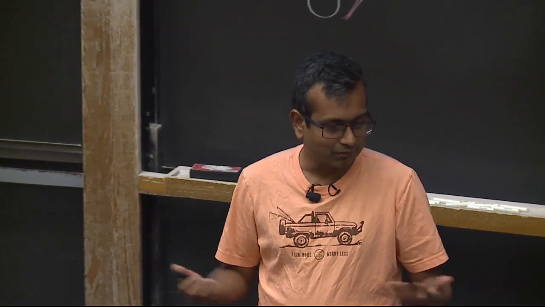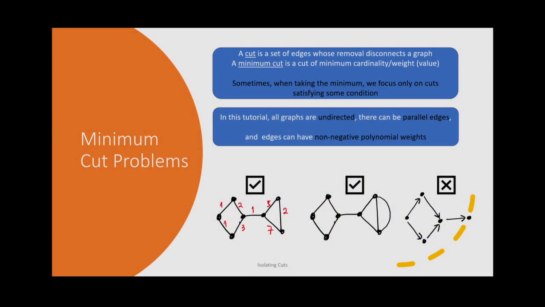Equivalently, they are the edges that go from one side to the other, and a recurring theme would be talking about minimum cuts. These would normally, if it's an unconstrained minimum cut, it's simply the cut with the smallest value. Value could be the sum of weights of the edges if the edges have weights, or the cardinality of the edges if the edges don't have weights. And in some cases, we'll put restrictions on the set of cuts we are considering when taking the minimum. Those restrictions, as they come up, we'll talk about them.